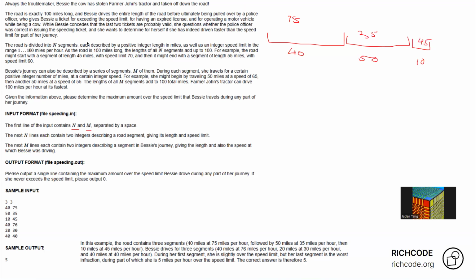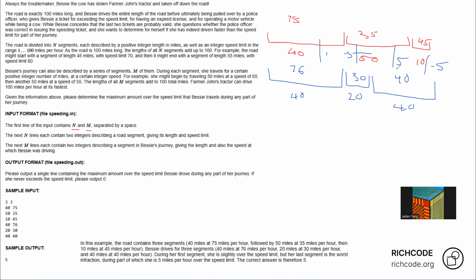And Bessie drives like this. Bessie drives 40 miles at 76 miles per hour. Then she drives 20 miles at 30 miles an hour. And her last 40 miles are at 40 miles per hour. As we see, in this part she is over by 1. This part, she is under by 5. At this part, she's over by 5, and at this part, she is under by 5. The maximum amount that she is over the speed limit is 5 miles per hour.